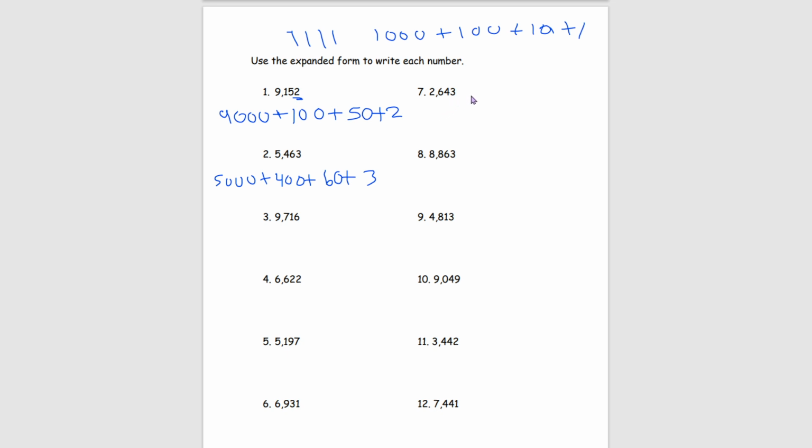Moving on to the side, we're just going to do the same thing again. We have a 2 in the thousand spot, meaning it's 2,000. We have a 6 in this 100 spot, meaning that's equal to 600. We have a 4 in the tens place, which equals 40. And we have a 3 in the ones place, just meaning 3. So our expanded form for number 7 is 2,000 plus 600 plus 40 plus 3.